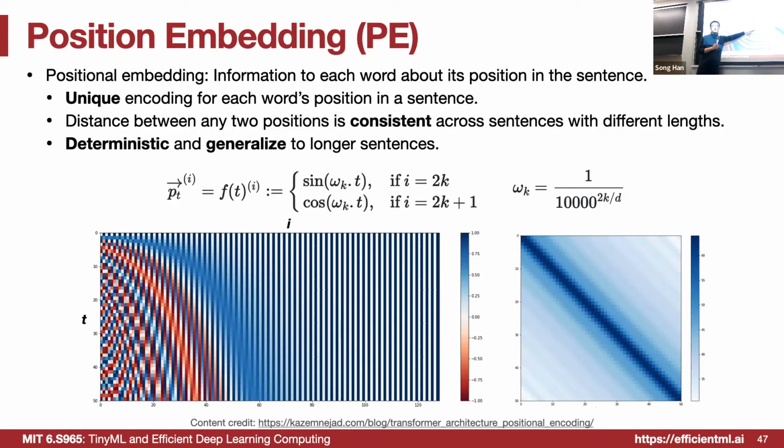We get to this higher dimension, right? Well, here the frequency is changing pretty rapidly. High frequency, low frequency. Okay. So, any questions on the positional embedding?